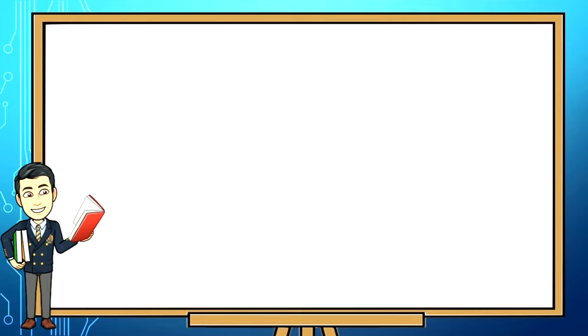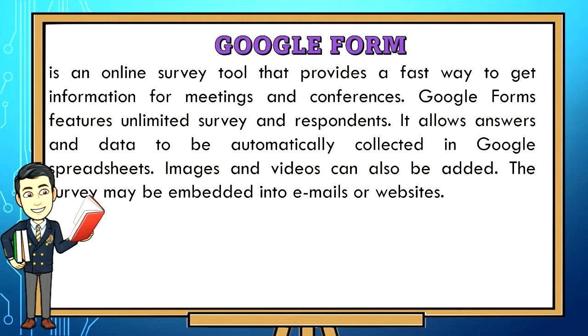What is Google Forms? It is an online survey tool that provides a fast way to get information for meetings and conferences. Google Forms features unlimited surveys and respondents. It allows answers and data to be automatically collected in Google spreadsheets. Images and videos can also be added. The survey may be embedded into emails or websites.